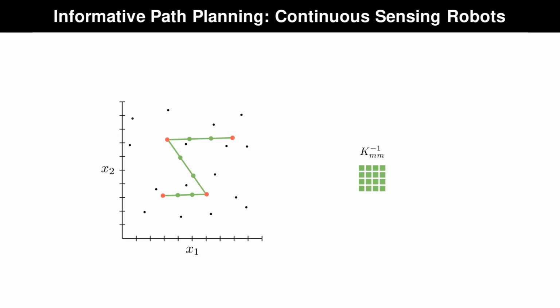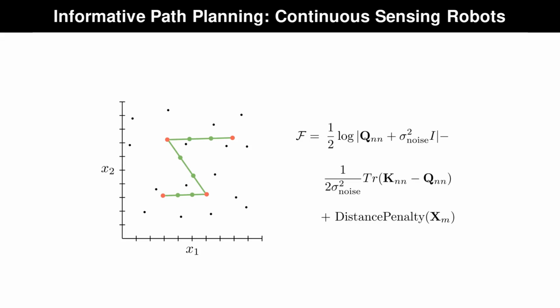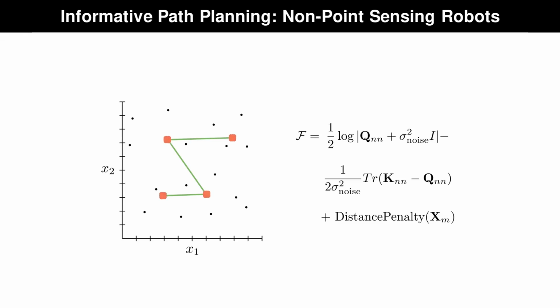During optimization, using gradient descent, we compute the gradients with respect to all the inducing points, including the interpolated points, and then backpropagate the information from the interpolated points to the original inducing points shown in red. This strategy enables us to optimize only the original inducing points while effectively modeling continuous sensing robots. We can also use the same trick to model non-point sensing robots.